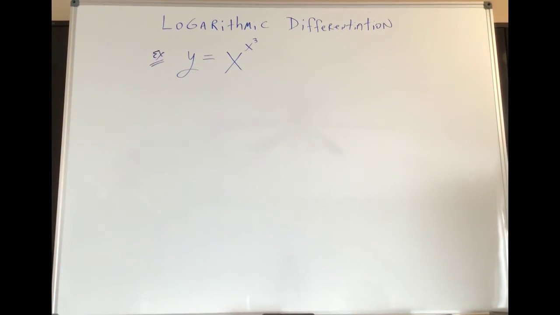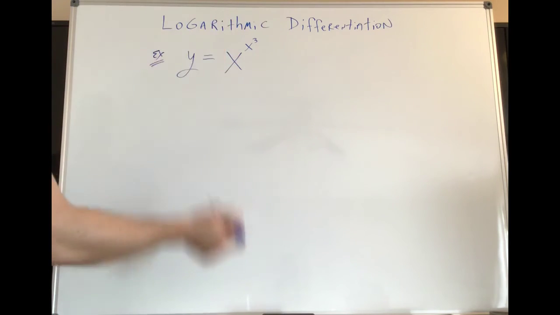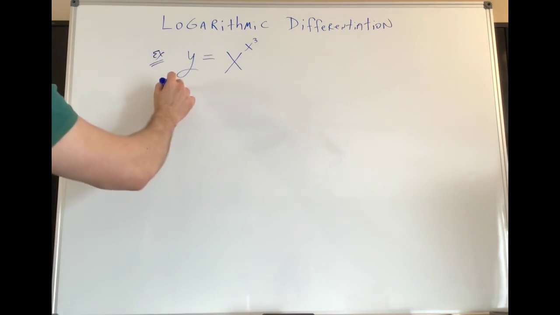All right, so here's a special one. y equals x to the x cubed. I've seen them do some crazy things where they do x to the x to the x. This is good enough. It's an exponential function. The base is x, the power is x cubed. But it doesn't matter what it is.